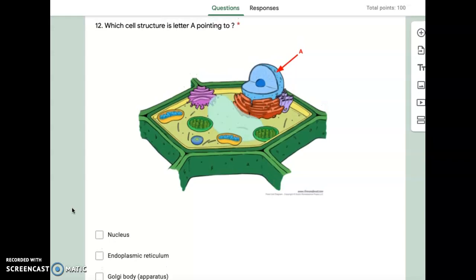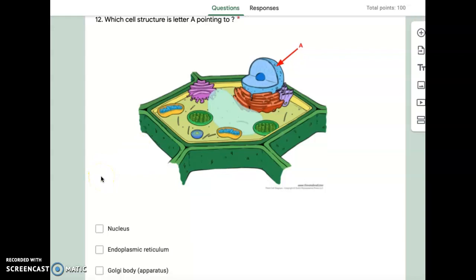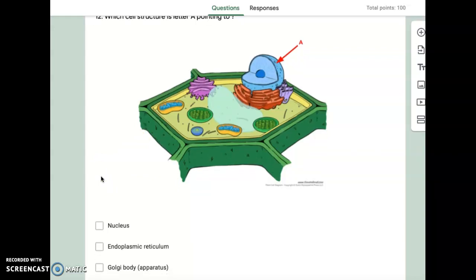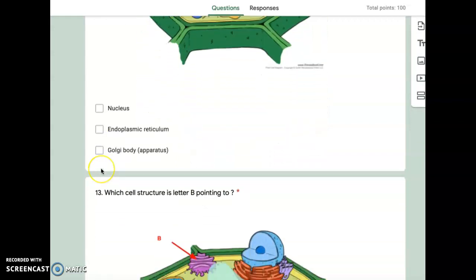Number 12. Which cell structure is letter A pointing to? Right over here, the blue. Is that nucleus, endoplasmic reticulum, or Golgi body apparatus?